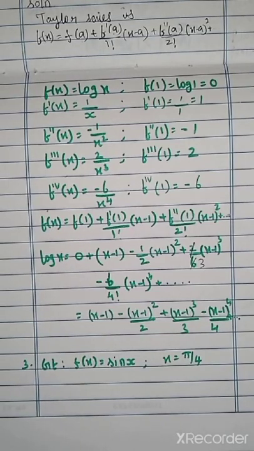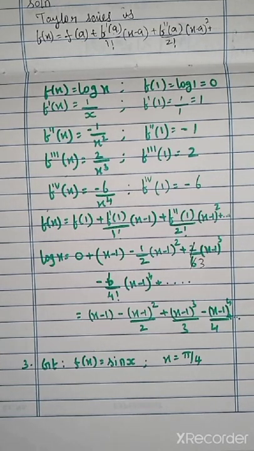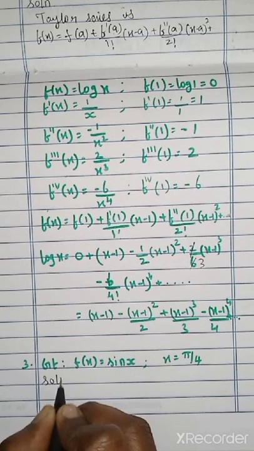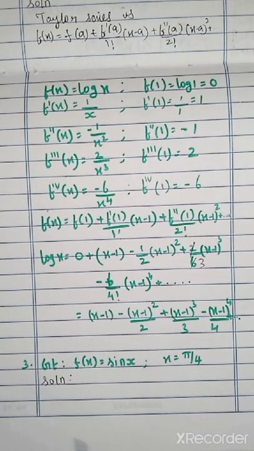Third question. Expand sin x in ascending powers of x minus pi by 4 up to 3 non-zero terms. So here we have to expand sin x, and x minus pi by 4 is given, so we have to take the value a equal to pi by 4, up to 3 non-zero terms. Since a equal to pi by 4, we have to use Taylor's theorem only. So we can write it.